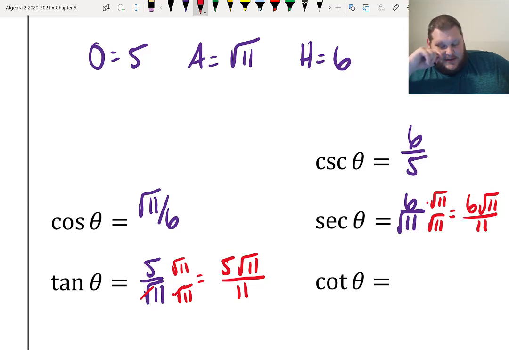And then last but not least, cotangent. Be smart here. We have to flip it over, but I don't want to flip over this big nasty one that's already been rationalized. I can go back to what was originally in blue. The opposite over the adjacent is my original tangent, 5 over square root of 11. So if I do adjacent over opposite, I end up with square root of 11 over 5, which does not need to be rationalized because my denominator is just a whole number.